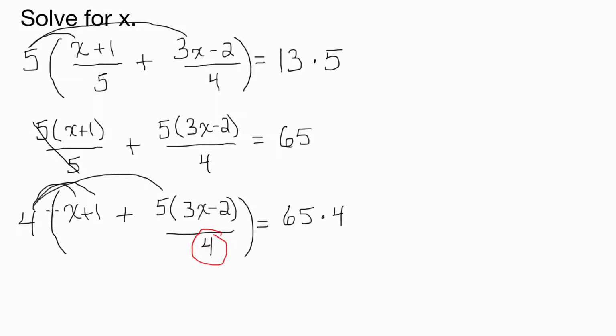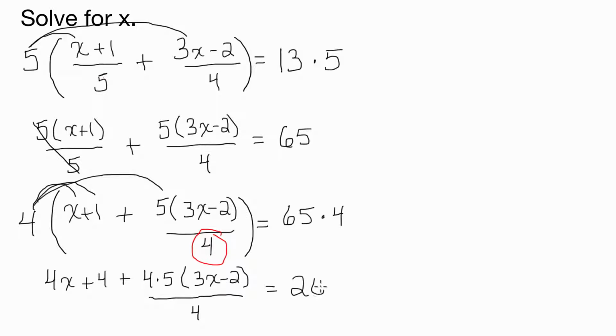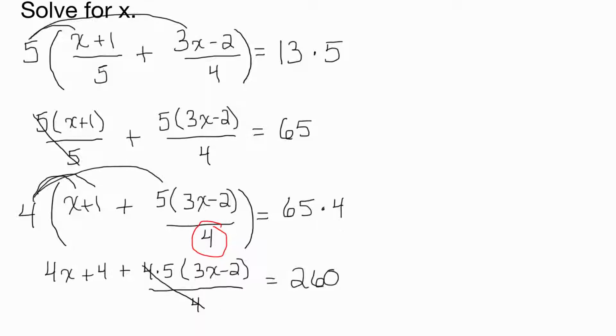So now what I'm looking at is 4 times x is 4x, 4 times 1 is 4, plus 4 times 5 times the quantity 3x minus 2 over 4, equals 65 times 4, which is 260. Now look at this, a 4 in the numerator, a 4 in the denominator. Check your later denominator. I'm just going to move this up a little bit so we can see a little bit better here.